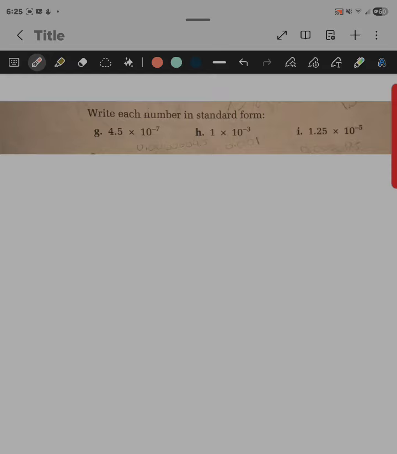Now, what standard form means is it means take scientific notation and write it in a really big decimal. Right? So we're basically doing the opposite of what we just did on D through F. Okay? So let's take them one at a time. So this one we have 4.5 times 10 to the negative 7. Well, that 10 to the negative 7 means that we had taken this 4.5 and moved it to the right 7 times. Moved that decimal to the right 7 times.